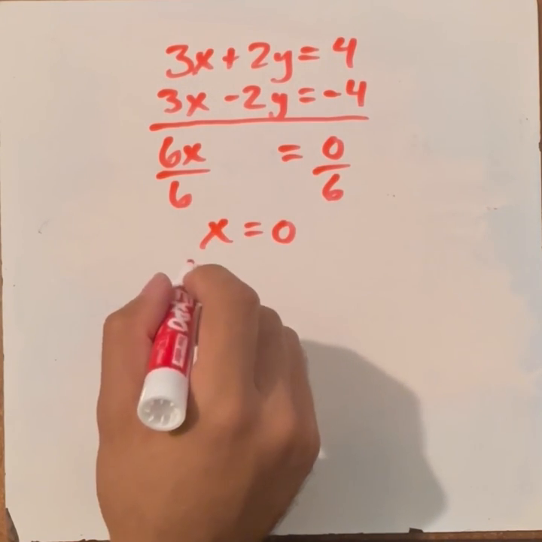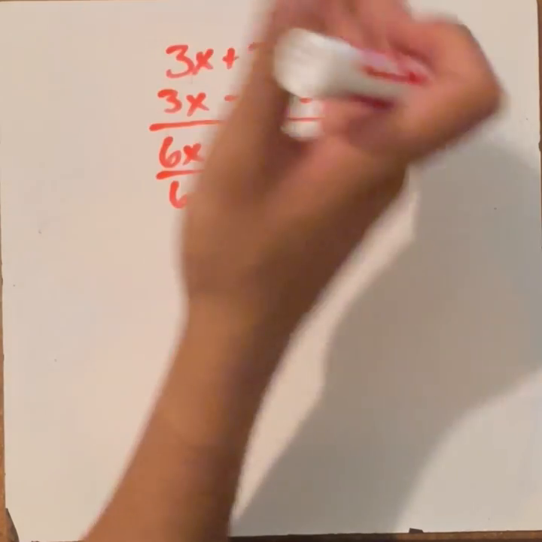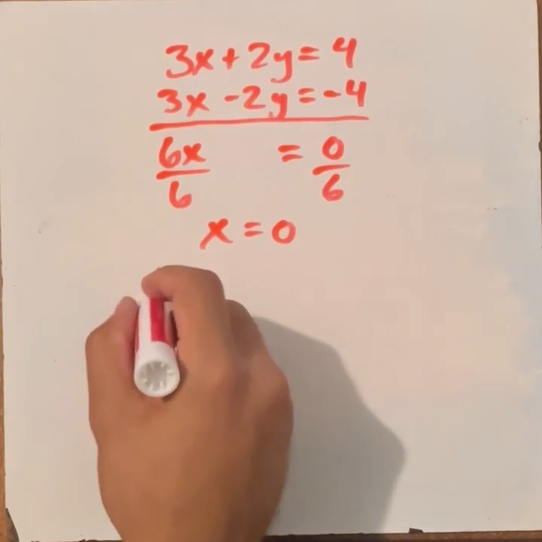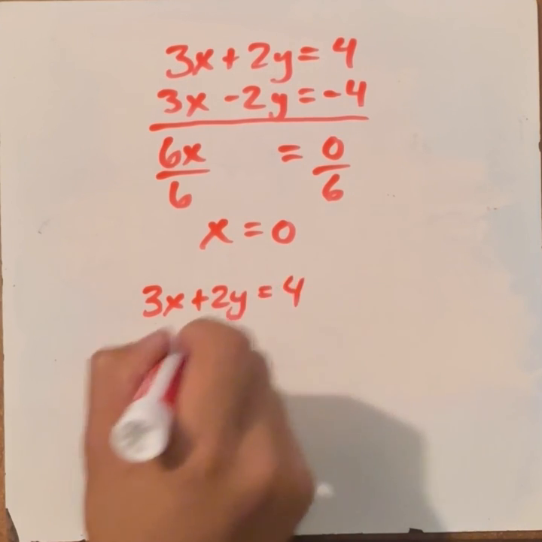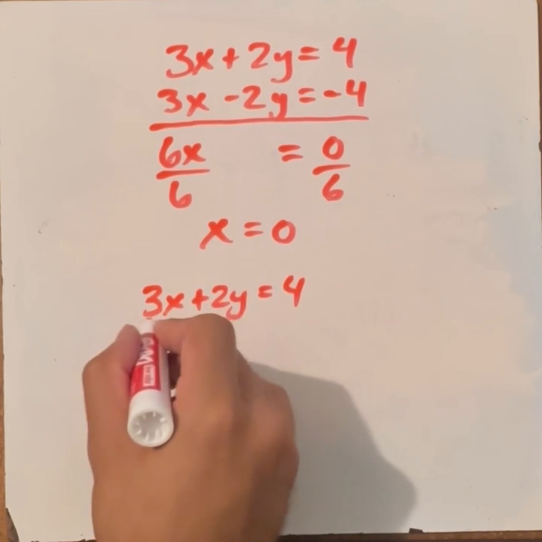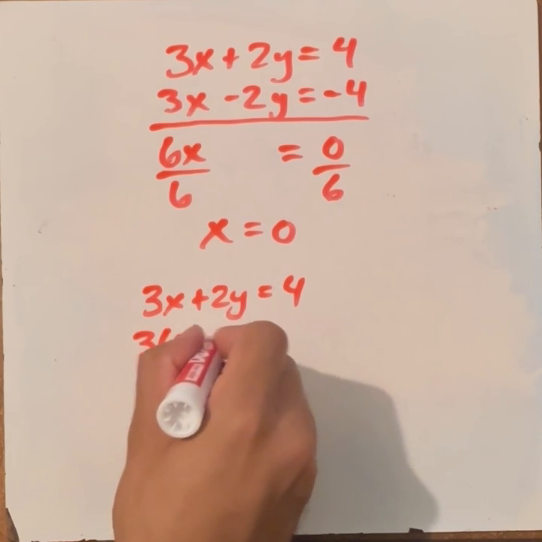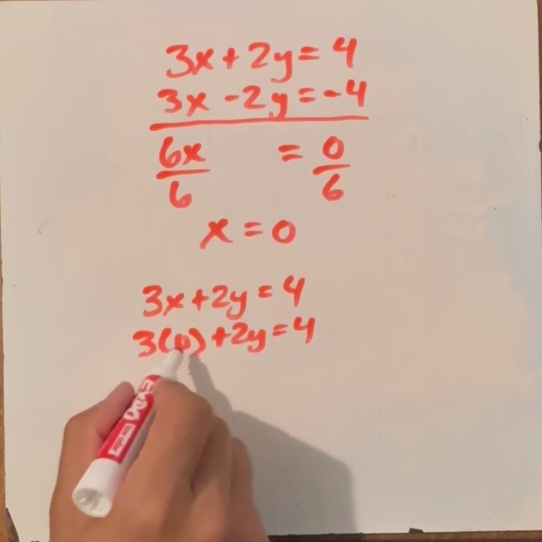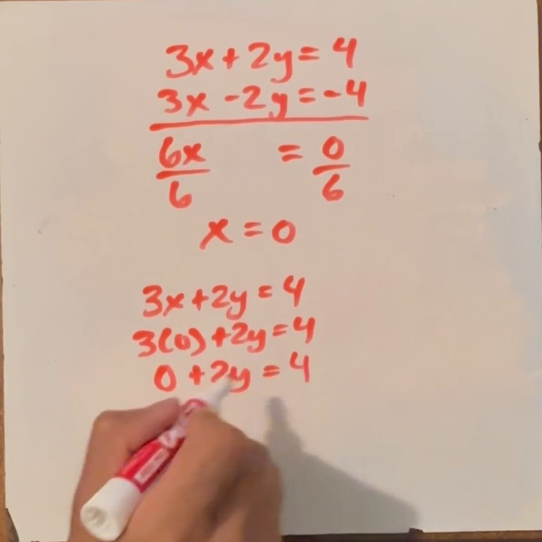Okay, so now that we have x equals 0, we can just pick one of these equations and plug the 0 in for the x in that equation. I want to choose this equation, 3x plus 2y equals 4. Plugging in the 0 for x, we'll get something like this. So 3 times 0 is 0, plus 2y equals 4.